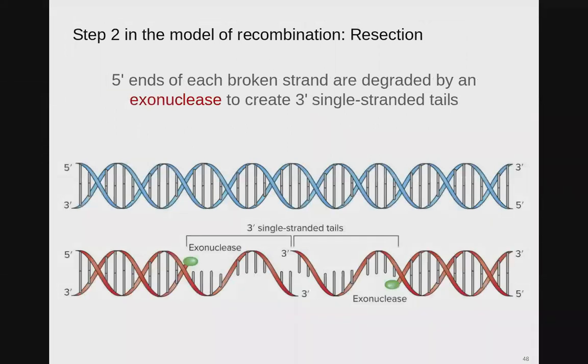Step two, which is called resection. Now the 5' ends of each strand are broken, and they're degraded by an exonuclease, creating what we call 3' single-stranded tails. So you can see we broke our DNA here, and then we have this exonuclease. Anytime you see exonuclease, it just simply means that it's essentially degrading pieces of DNA. That's really all it does. I know it sounds like a complex word, but it's really just degrading DNA. Anything that's a nuclease is just degrading DNA or RNA. So we create these 3' single-stranded tails.